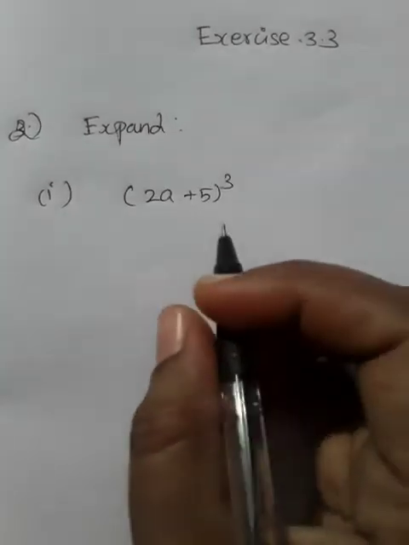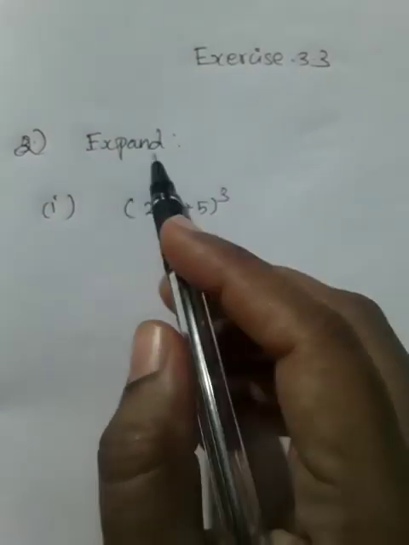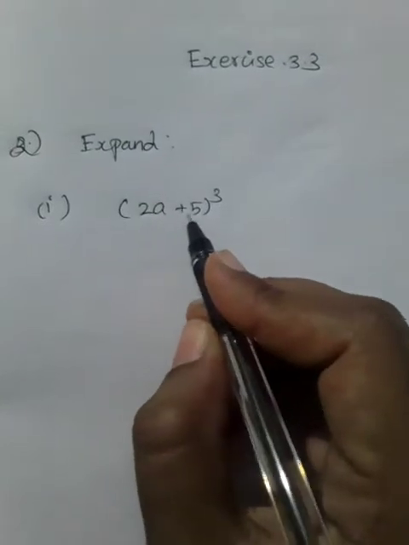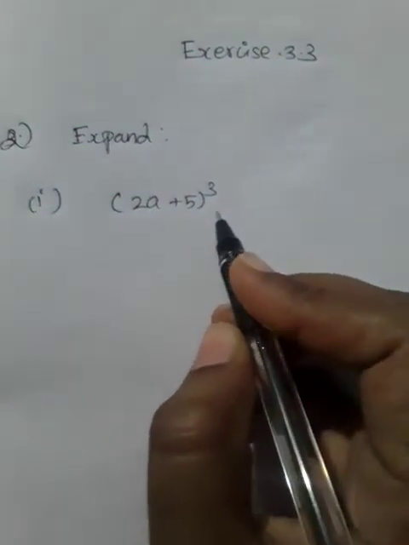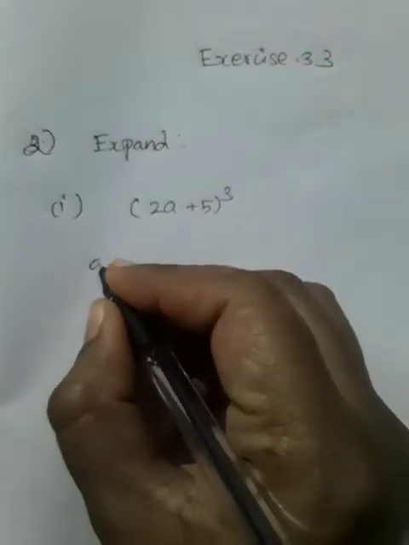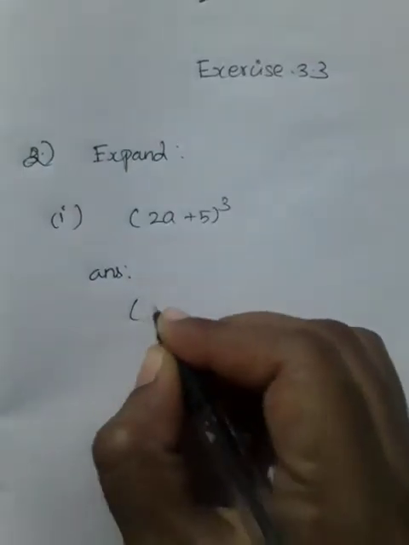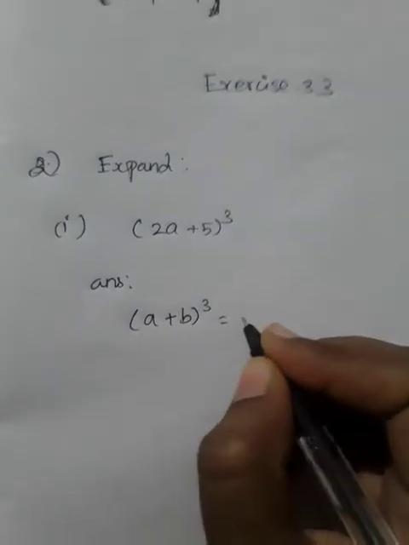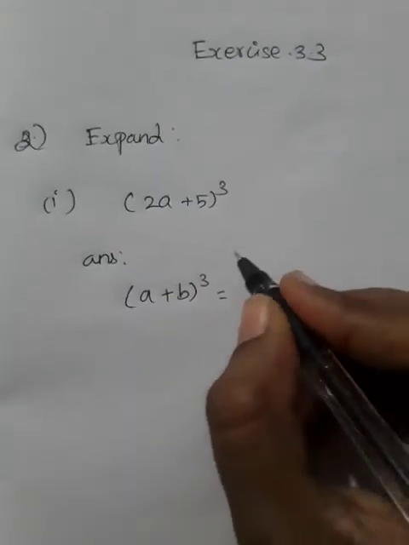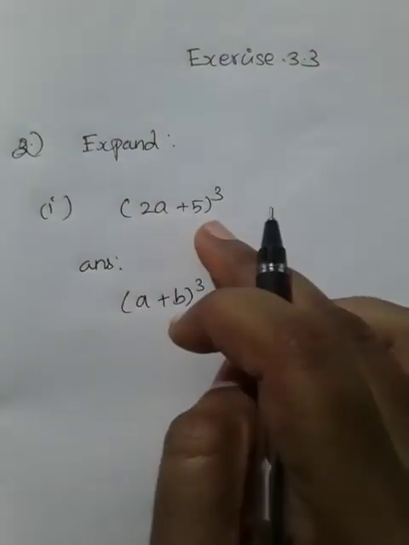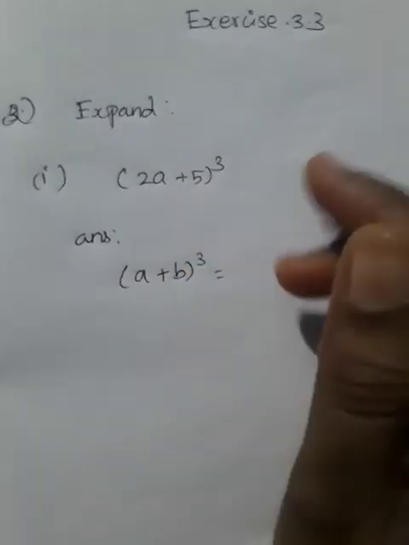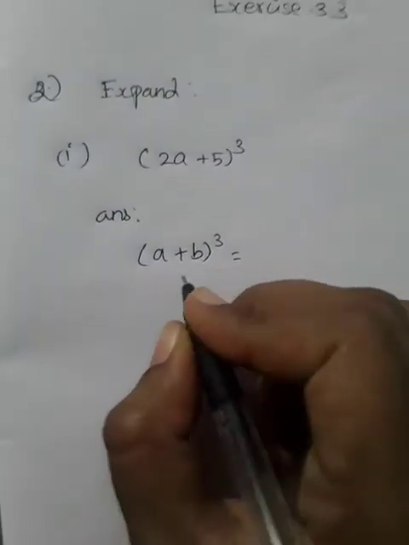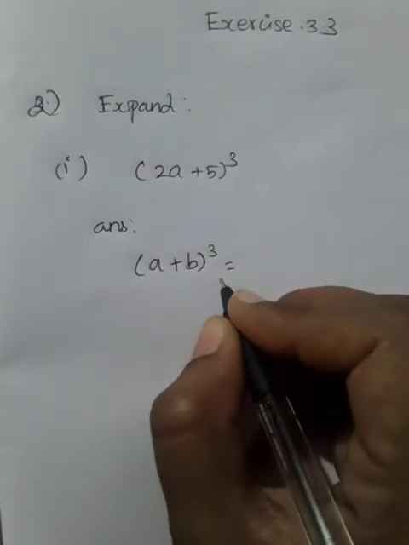Exercise 3.3, second question, expand. Okay, 2a plus 5 the whole cube. This is in the form of a plus b the whole cube. In algebra, whenever you are doing a sum, you have to check the given question is in the form of what kind of identity. Okay, this is in the form of a plus b the whole cube formula.